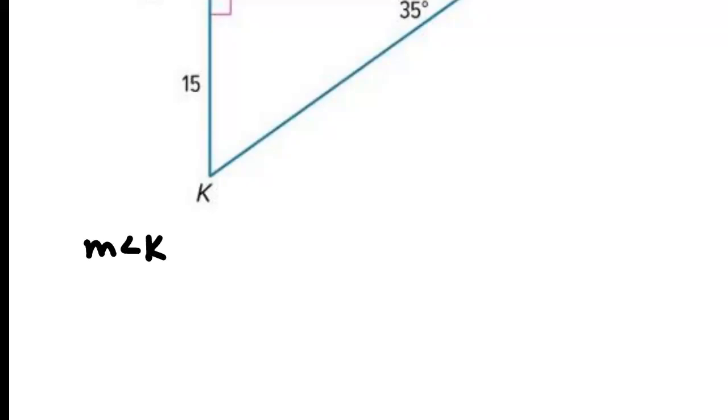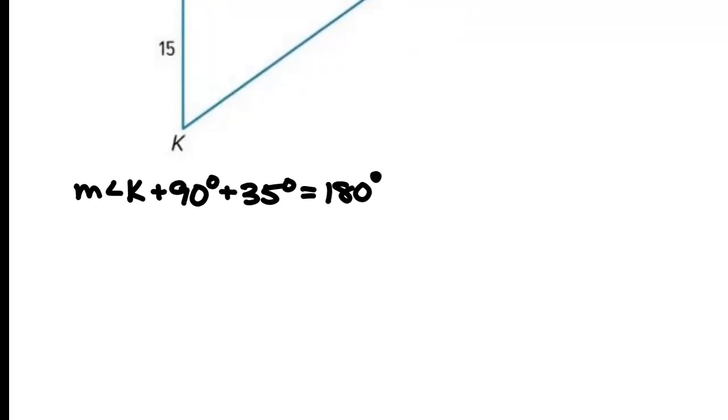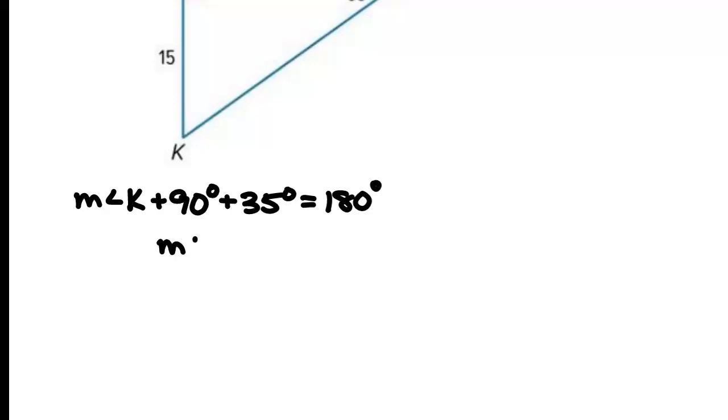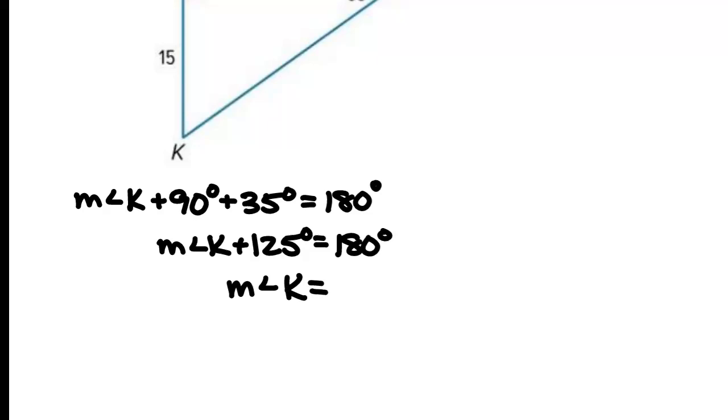The measurement of angle K plus 90 plus 35 is equal to 180. What is 90 plus 35? 125. So the measurement of angle K plus 125 is equal to 180. And then you subtract 125 from both sides. You get 65.